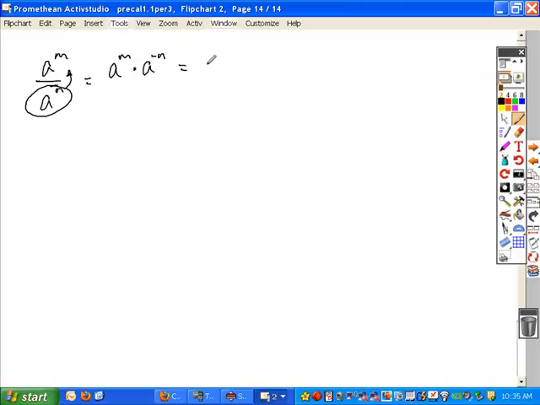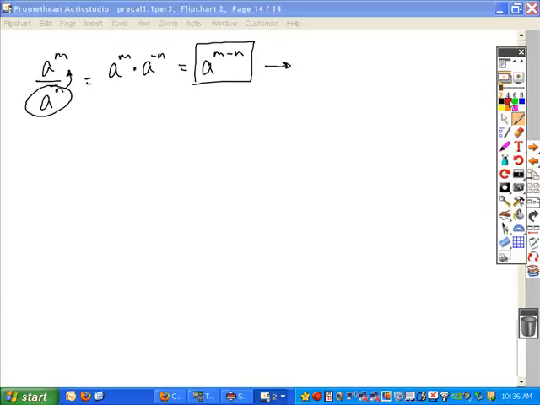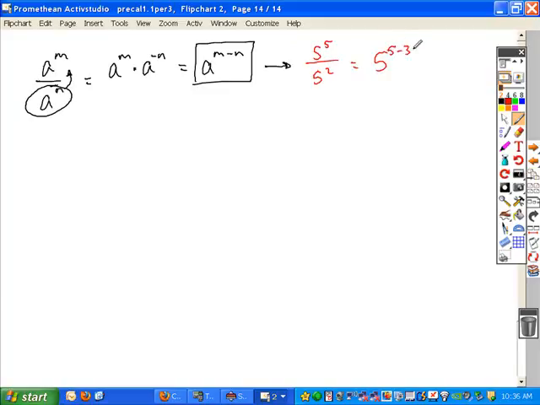When you multiply 2 numbers with the same base, what do you do with their powers? So m plus a negative n. And so really the separate rule is when you divide 2 numbers with the same base, what do you do to their powers? You could subtract them. So instead of having to go through this additional step of moving the base from the denominator, you can just go straight to subtracting their powers when you're dividing 2 numbers with the same base. So 5 to the 5th over 5 squared is equivalent to 5 to the 5 minus 2.